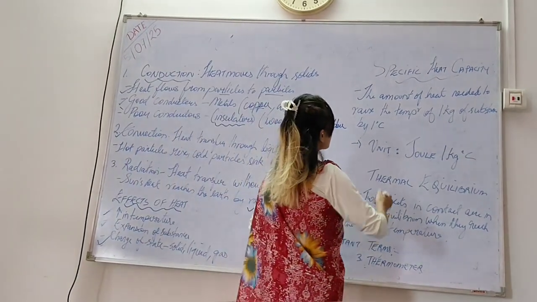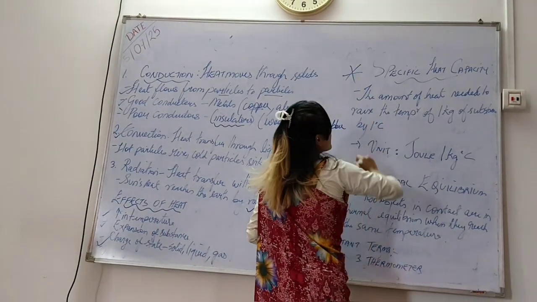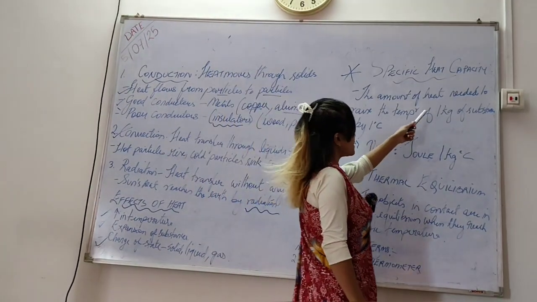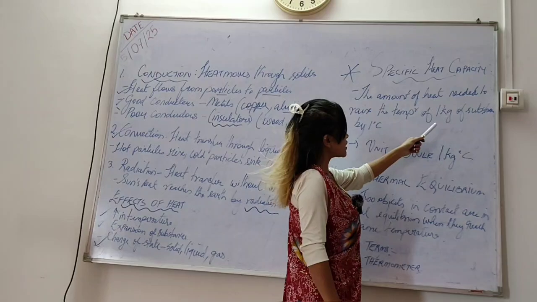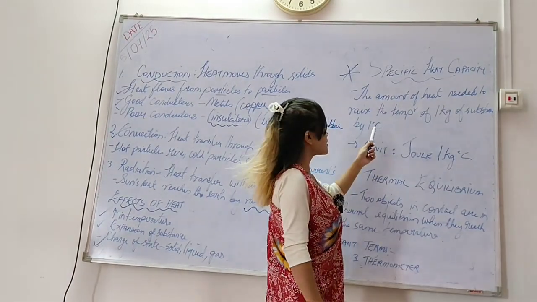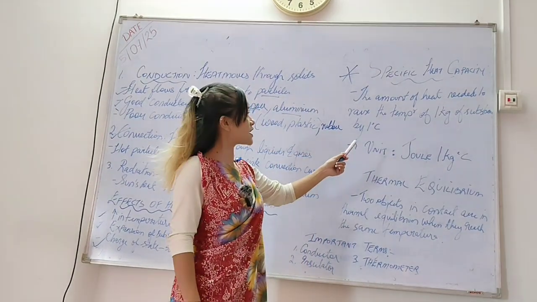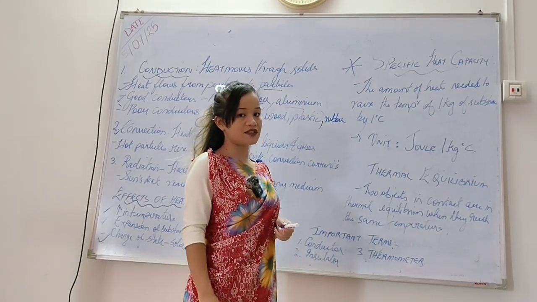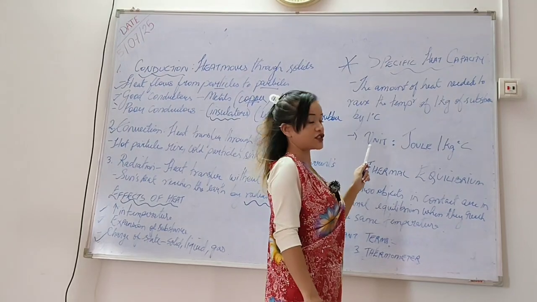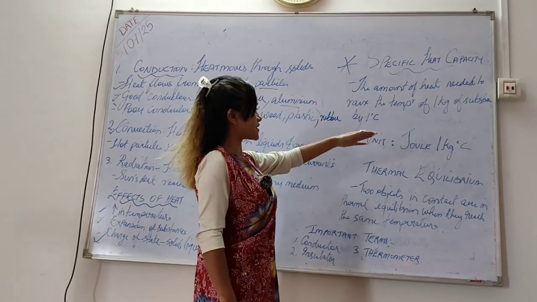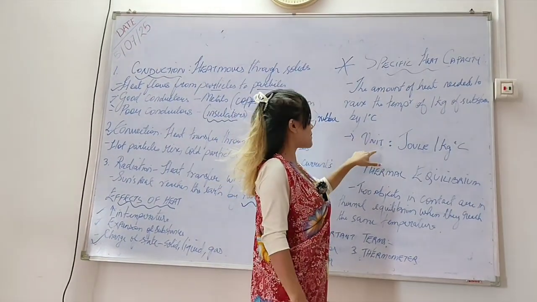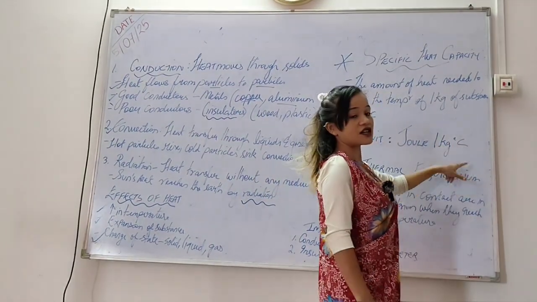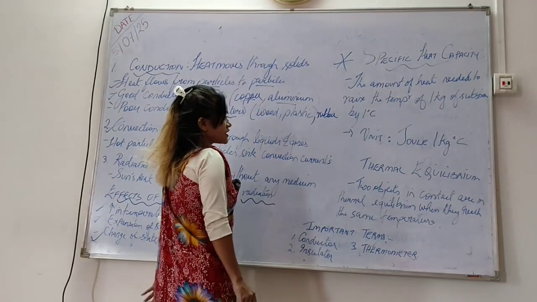Now let's discuss specific heat capacity. What is the specific heat capacity? The amount of heat needed to raise the temperature of 1 kg of substance by 1 degree Celsius. Understand? So the amount of heat needed to raise the temperature of 1 kg of substance by 1 degree Celsius, that is the specific heat capacity. And the unit for specific heat capacity is what? Joule per kg degree Celsius. That is the unit.